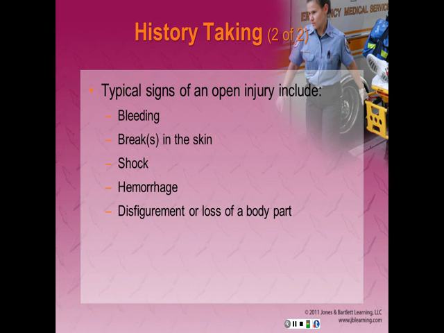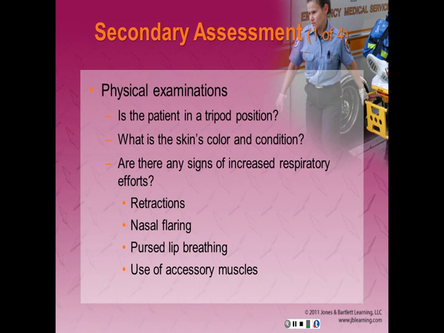Typical signs of an open injury include bleeding, skin breaks, shock, hemorrhage, and disfigurement or loss of a body part. Conditions such as anemia and hemophilia can complicate soft tissue injuries. Secondary assessment is more systematic, head to toe or focused, depending on what's going on with your patient.